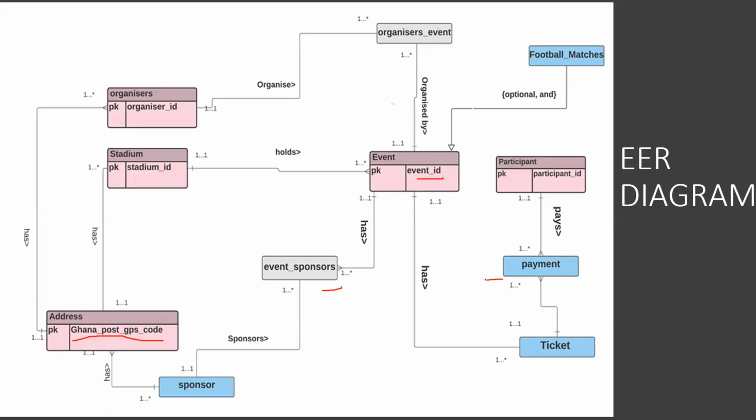So that's that. The participants, again, the assumption is that the participants are those whose information is stored on the database and who can have access to the system by logging in. And then they connect to various events through the payment of a ticket. Exactly. And they can buy as many tickets, make as many payments as possible.